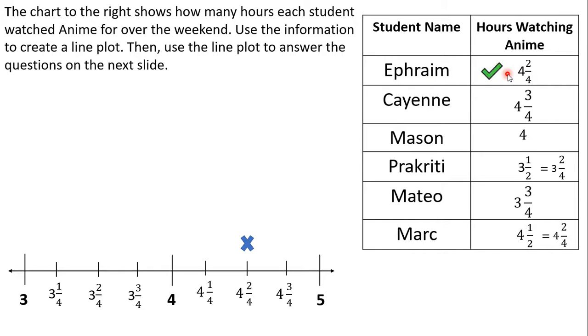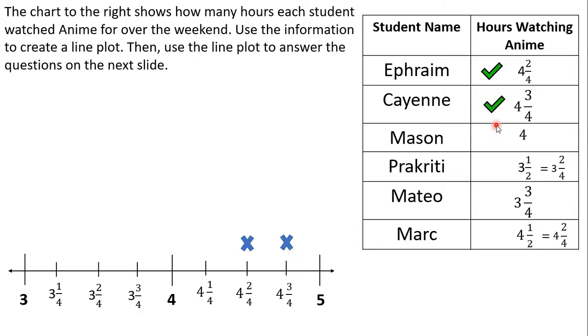I always like to check it off when I'm finished plotting a point, so I accidentally don't plot it twice. Now let's move on to Cayenne. She watched anime for 4 and 3/4 hours. So I'm going to look on my number line and see where 4 and 3/4 is, which is right here. And I'll put an X above 4 and 3/4.